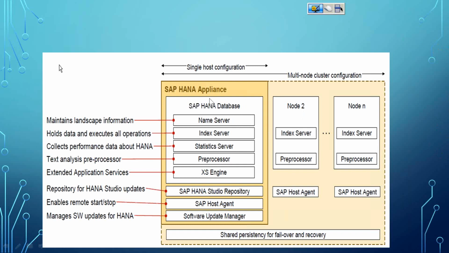So here we have different servers. This is a HANA database, and within the SAP HANA database, we'll be having the name server. This is one service which will be running. And one more server we have is your index server, statistic server, then we have pre-processing server, then we have access engine. So these are the core services which will be running within the SAP HANA database.